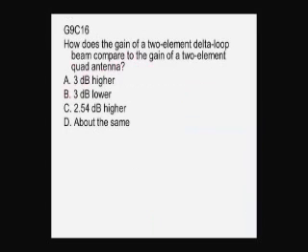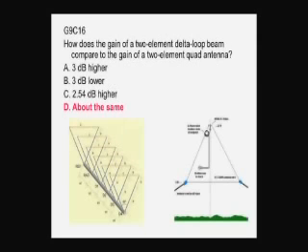How does the gain of a 2-element delta loop compare to the gain of a 2-element quad antenna? They're about the same. And the reason they're about the same is that they're about the same antenna, they're just in a different shape. If you go all the way around the perimeter of a quad antenna, you have a full wave. If you go all the way around the perimeter of a delta loop, you have a full wave. Here the sides are a third of a wavelength instead of a quarter of a wavelength.